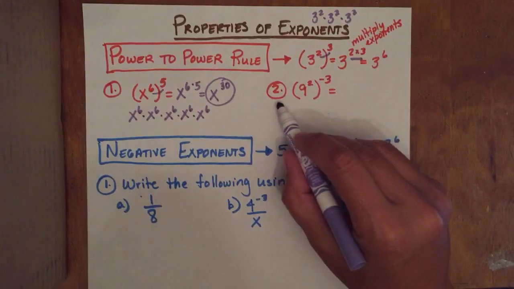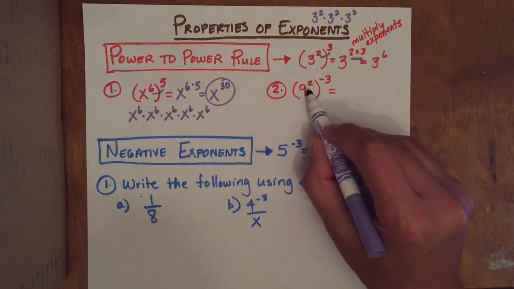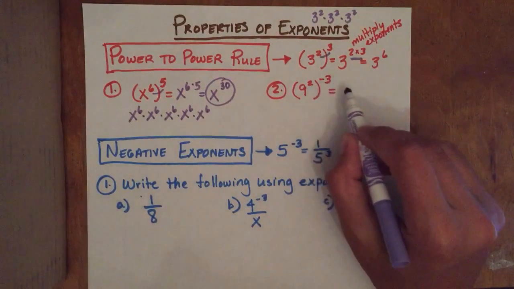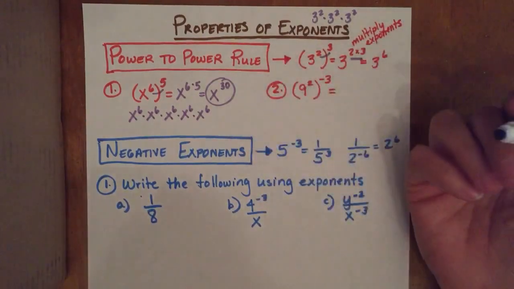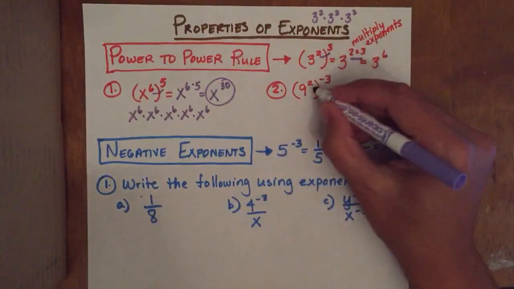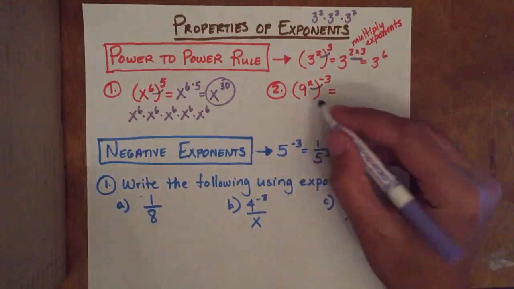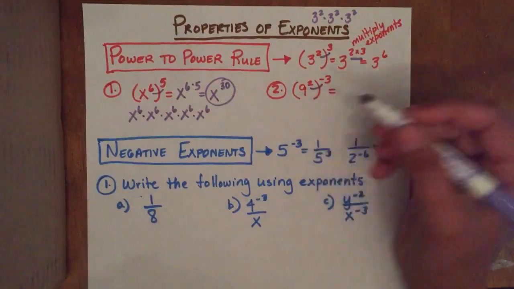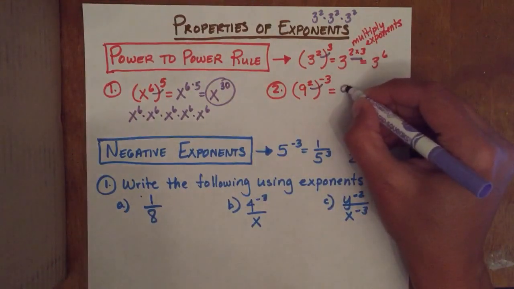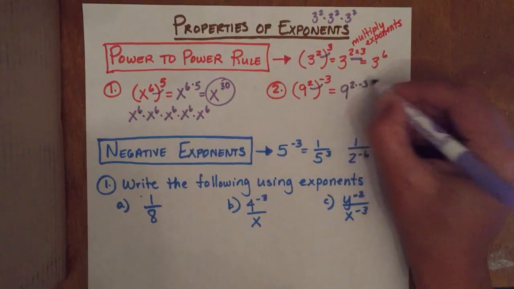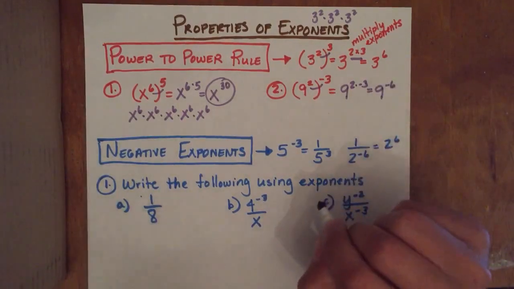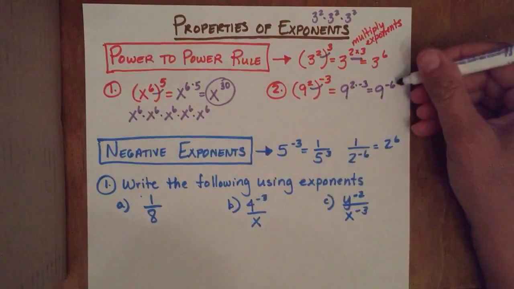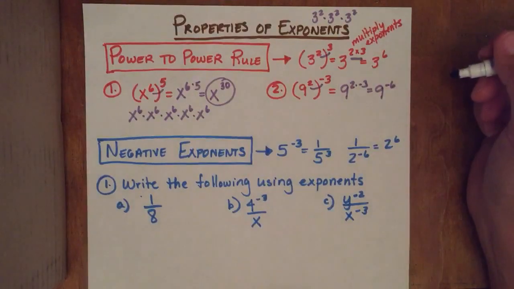So let's come over to number 2. I've got 9 squared raised to the negative 3rd power. And we're going to get into negative exponents next. So if I raise this, again, it's a power raised to a power. It's a product. So 2 times negative 3, you keep the signs intact. So that would give you 9 to the 2 times negative 3, which in turn gives you 9 to the negative 6th. And we're going to leave this here, and we're going to come back to it.